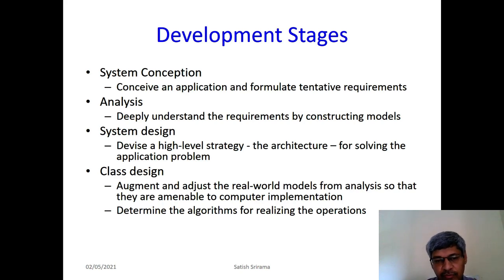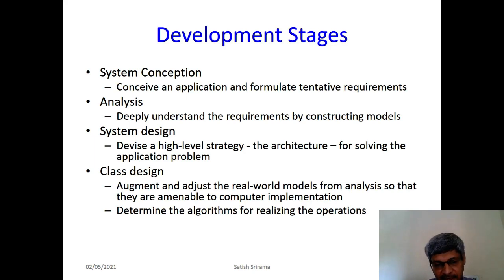Then comes the analysis stage. We have to deeply understand the requirements by constructing different models. We have seen different models: the class models, the state models, and the interaction models. So we have to form them, and that's how we understand these requirements. That's what we will be doing in the analysis stage. Then there is the system design stage. We have to devise a high level strategy, basically designing the architecture for solving the application problem.